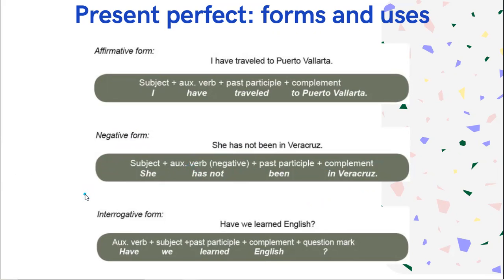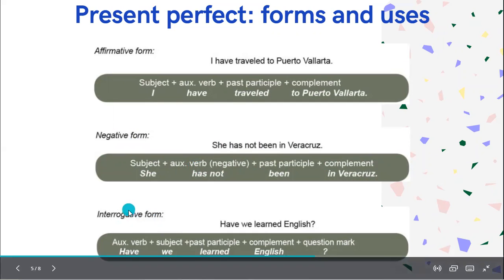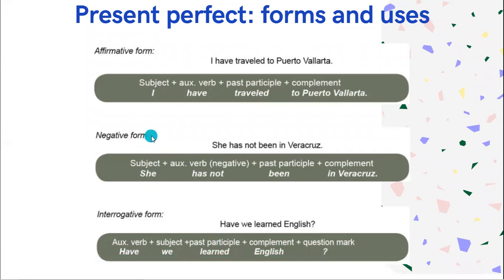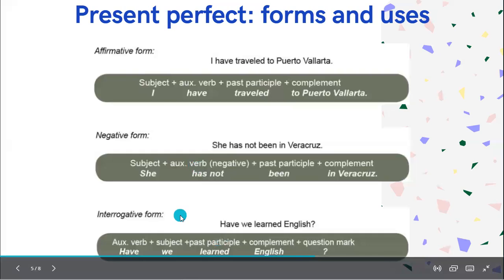And finally, the interrogative form changes a little bit because we're going to start first with the auxiliary verb have, then the subject, and then the past participle. So if you notice, the only thing that changes is we switch the order of the subject and the auxiliary verb in the interrogative form. And also we add a question mark. So we have: have we learned English? And a question mark.